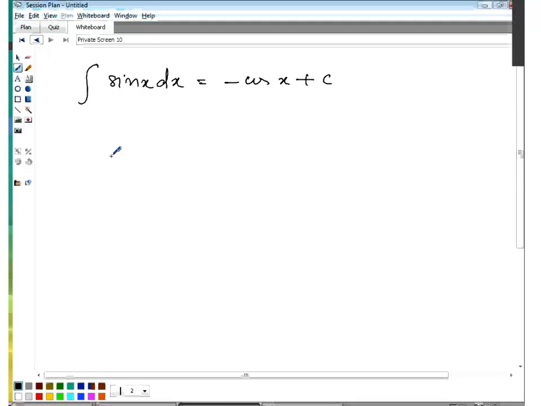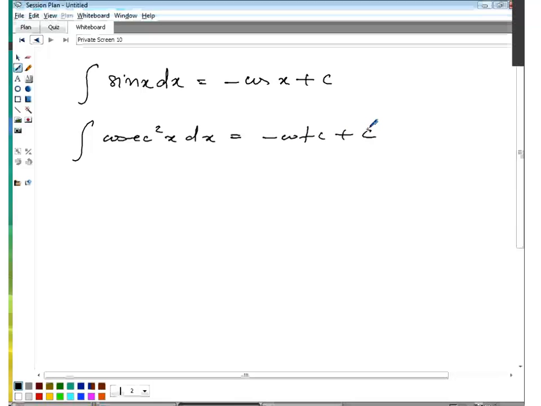d/dx of tan x is sec square x. So integral of sec square x will be tan x plus c. d/dx of cot x is minus cosec square x. So integral of cosec square x would be minus cot x plus c.